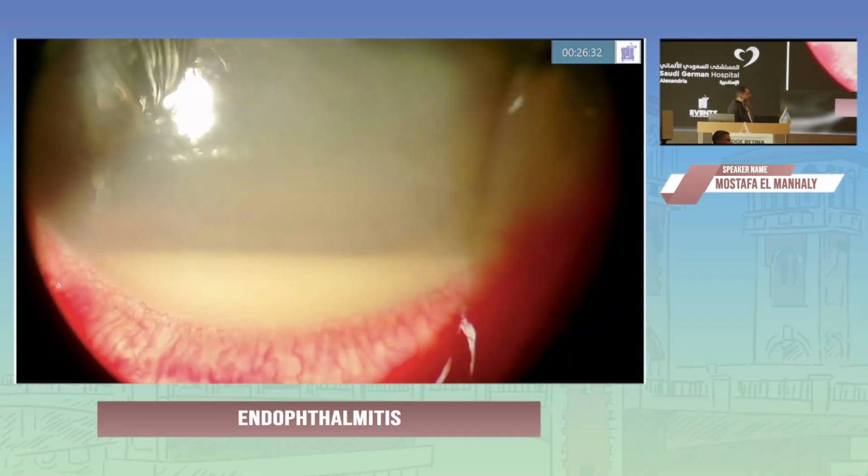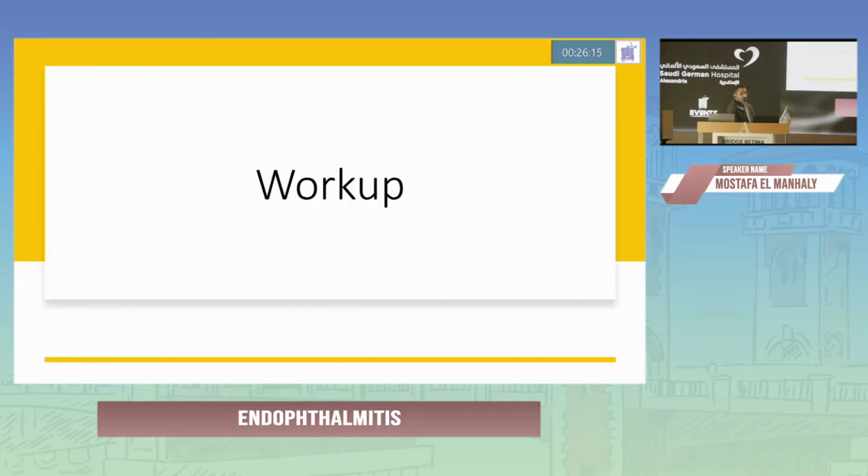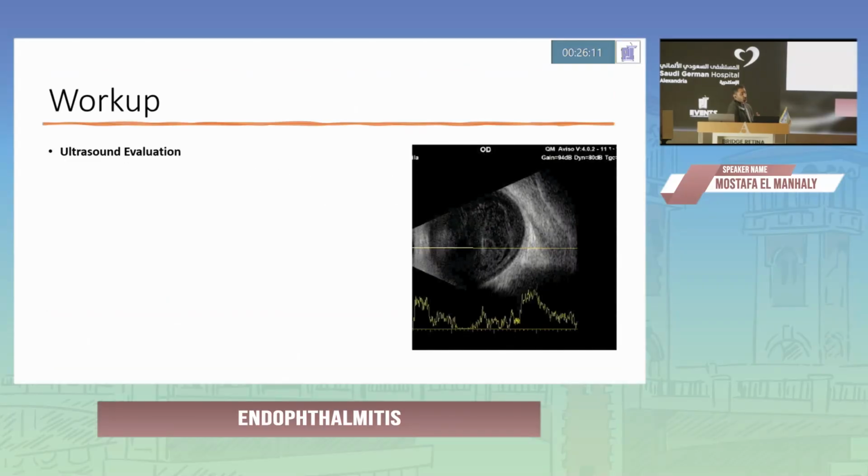Either if you are talking about tap and inject, or vitrectomy, you are going to take a sample. This is the investigation required, the specimen. Would you order any ultrasound before? Of course. One of the workup that is very important, at least medico-legally, is to order an ultrasound to evaluate the involvement of the vitreous and the density of the vitritis.